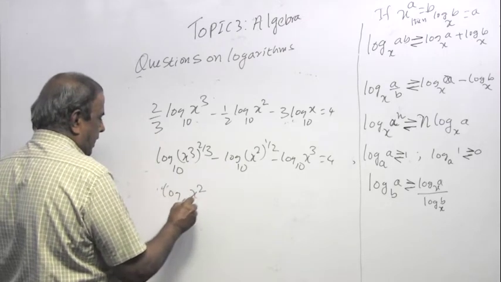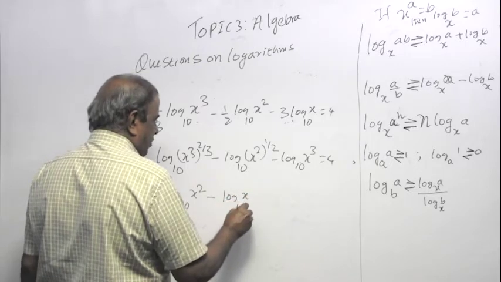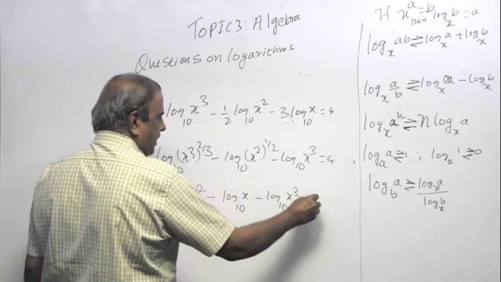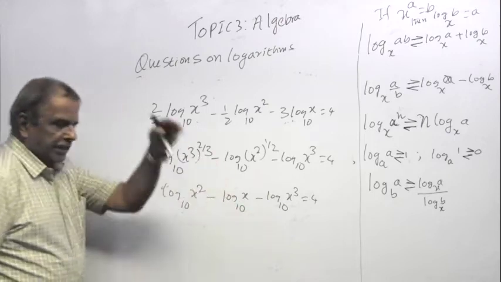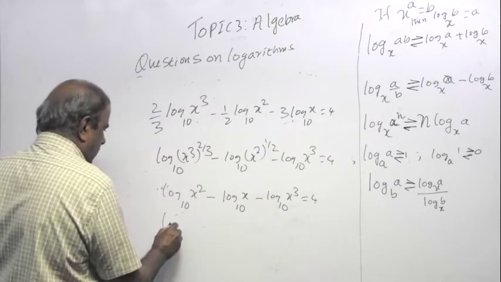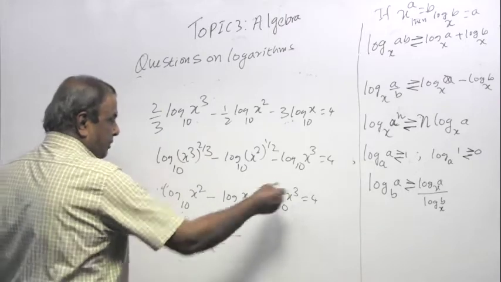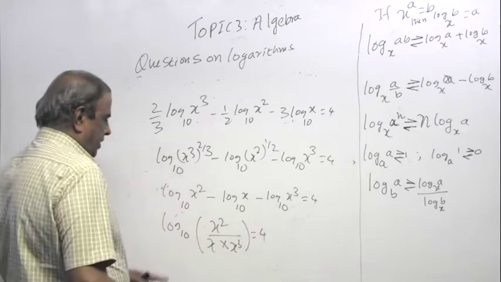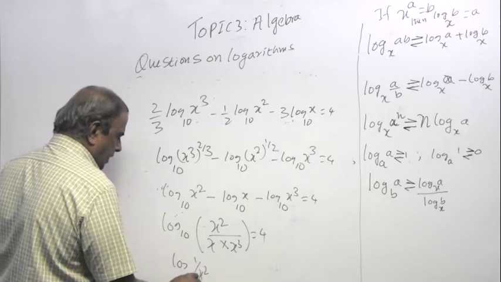Log of x squared to base 10 minus log of x to base 10 minus log of x cube to base 10 equals 4. One positive, two negative. The negatives will be in the bottom, the positive will be in the top in a log. So therefore, it's log to base 10 of x squared over x times x cube, equal to 4. That is log of 1 over x squared to base 10 equals 4.